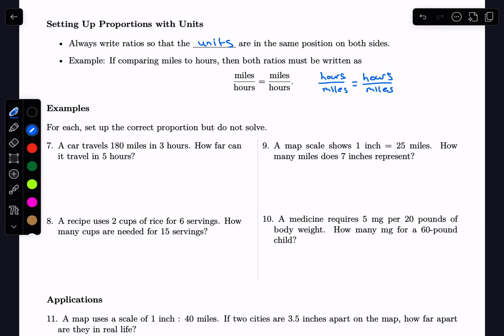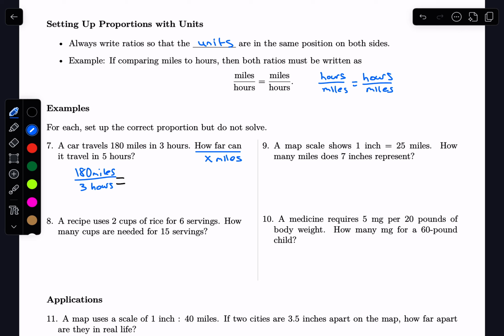So number 7, we have a car travels 180 miles in 3 hours. How far can it travel in 5 hours? So it's saying how far, which means we are solving in this case for x miles, where x is going to be how far and miles is the unit. So what I want to do is set up proportions where I can solve for miles. My first proportion is 180 miles in 3 hours. So I'm going to write 180 miles on top and 3 hours on bottom. Notice that looks like miles per hour, where it's miles divided by hours.